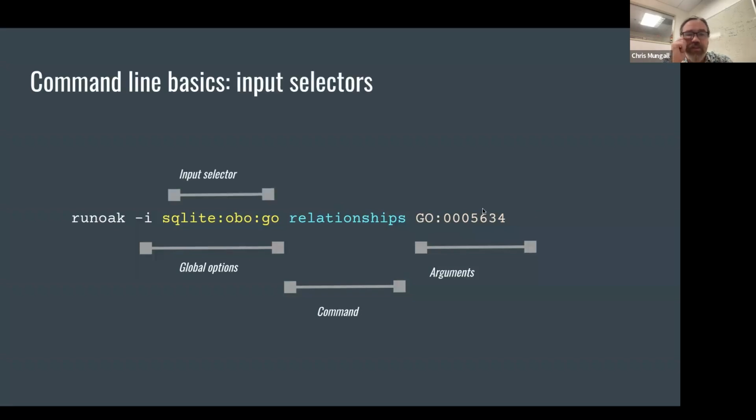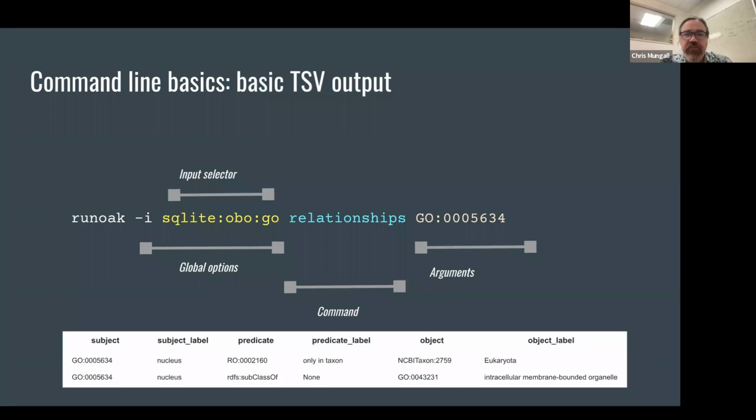One of the key global options is what we call the input selector, and this comes after the -i. In this case, we're selecting the gene ontology using its OBO code, which is Go, using the sqlite selector, indicating that it is in a ready-made OBO ontology. If you run this, the default output for this command is a TSV, so it'll essentially give you a table of all of the different relationships emanating from this particular concept of the nucleus.